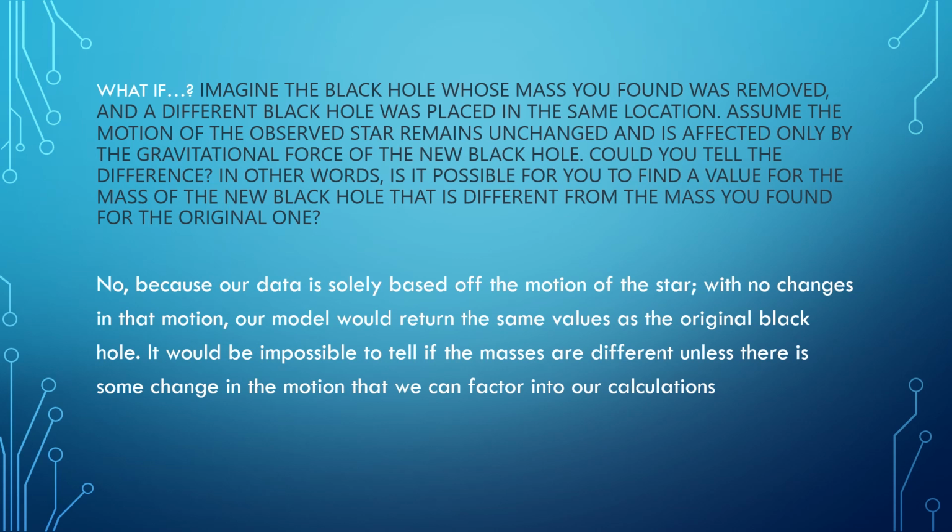So imagine the black hole whose mass you found was removed and a different black hole was placed in the same location. If the observed star remains unchanged, then we would not be able to find a difference. So because our data is solely based off the motion of the star, then with no changes in that motion, our model would return the same values as the original black hole. It would be impossible to tell if the masses are different unless there is some change in the motion that we can factor into our calculations.